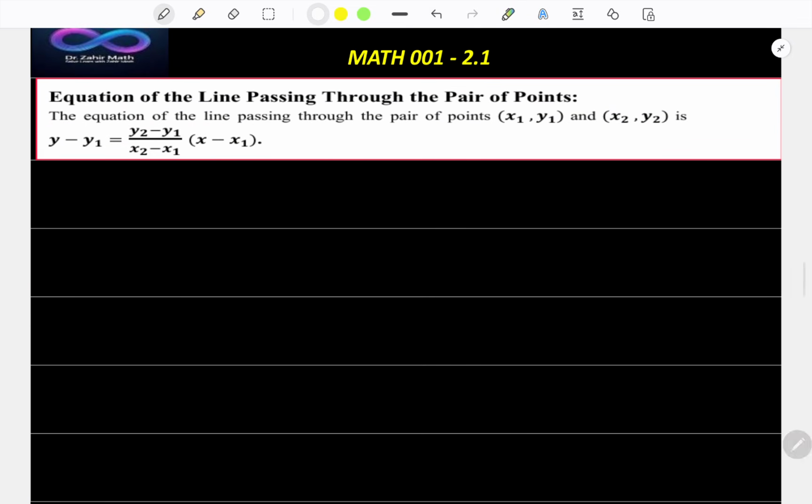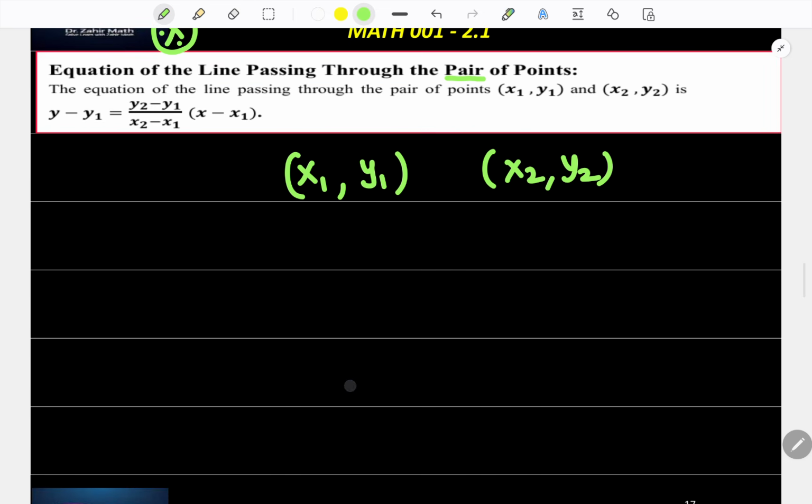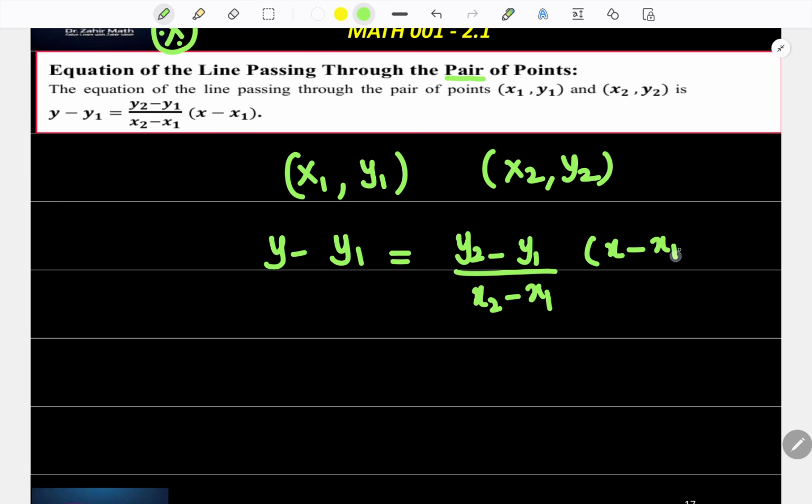Next thing is, it is also a very important question. Keep in your mind. Equation of the line passing through 2 points. Pair means 2, right? So that means you have one point x1, y1 and another point is what? x2, comma y2. Okay. What is the formula? The formula is y minus y1 equals y2 minus y1 divided by x2 minus x1, times x minus x1.